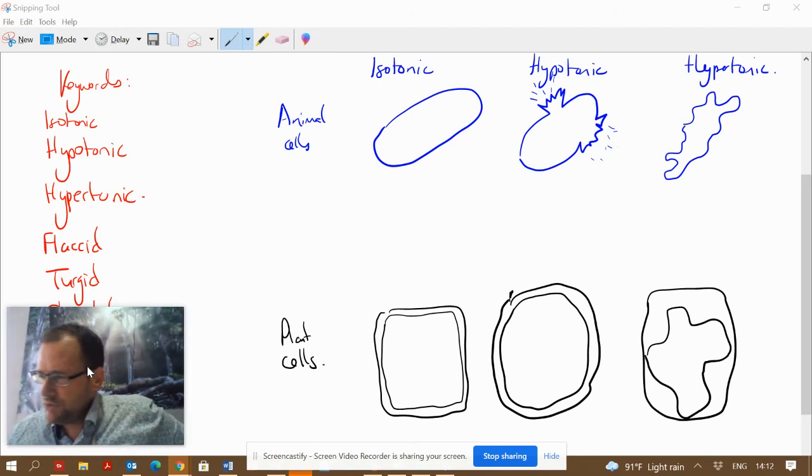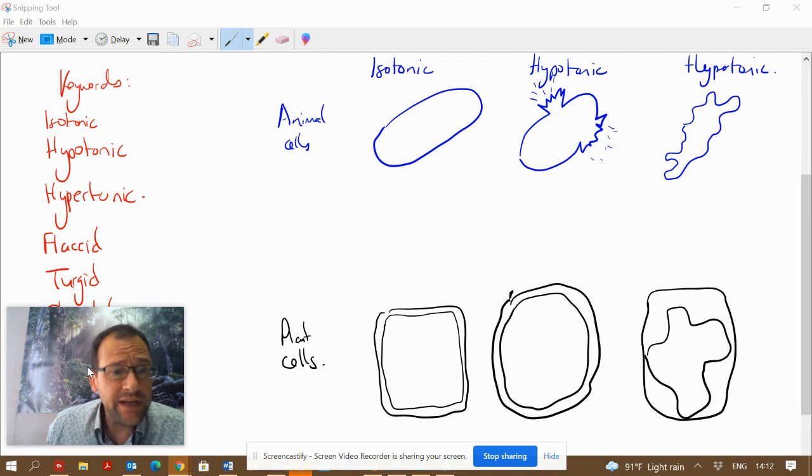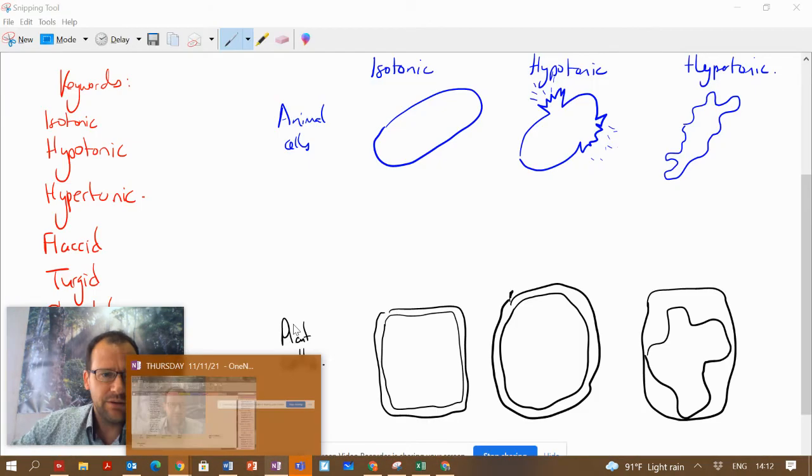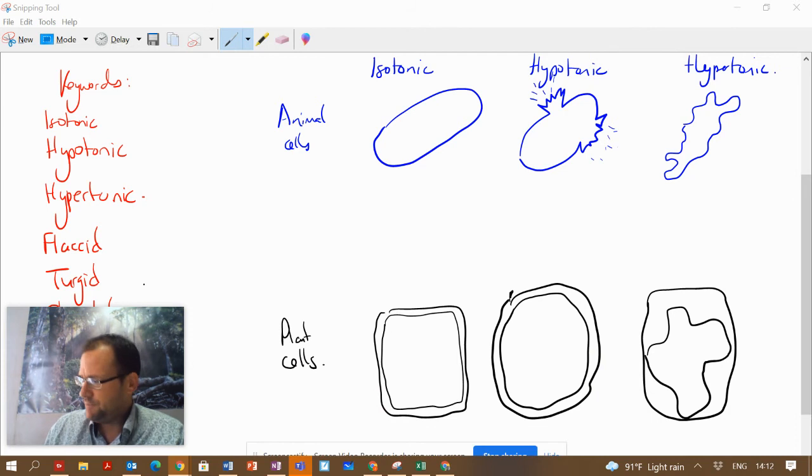Hello everybody, just a little tutorial for me again, just to go through some of these key terms and what happens to animal cells and plant cells when they're put into different solutions, and what these key terms mean. So just start going through the top set here.